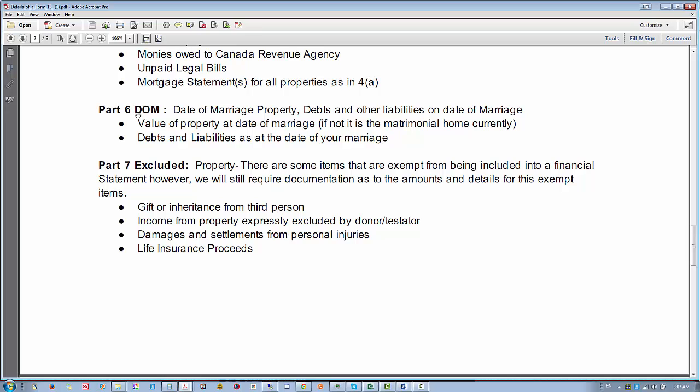And then part 6 is the date of marriage. This is an important piece because it often gets overlooked because it's been so long ago and it's so hard to find documents for things that happened quite some time ago. But any of the assets that you brought into this relationship are what we call the date of marriage exemption, and you can hold that out and separate from the equalization.